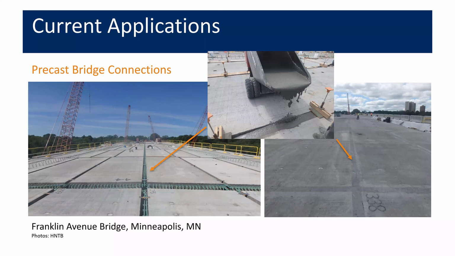One of the biggest applications in the United States is precast bridge connections. Here I'm showing a picture from the Franklin Avenue Bridge in Minneapolis, where the UHPC is used to fill the joints between precast panels and bridge construction. The reason this is done is because the UHPC bonds very well to the reinforcing steel, and so you don't need as much development length. Or if you have areas where you've got tight congestion because of the reinforcing between the panels, the UHPC, being flowable, can help fill and consolidate well in between those areas.